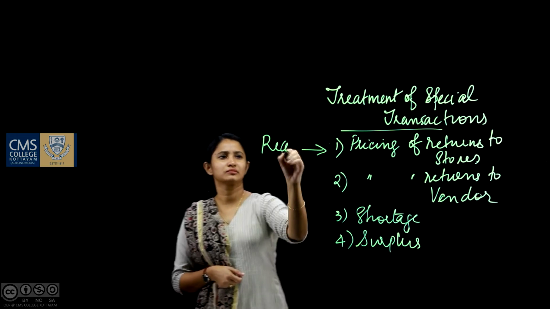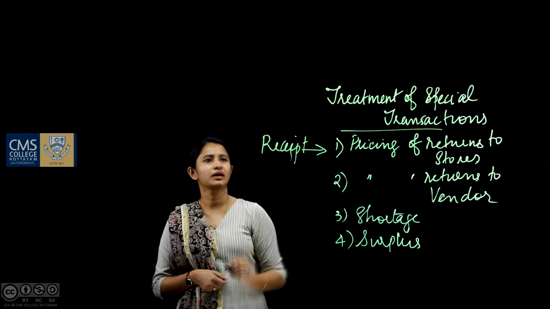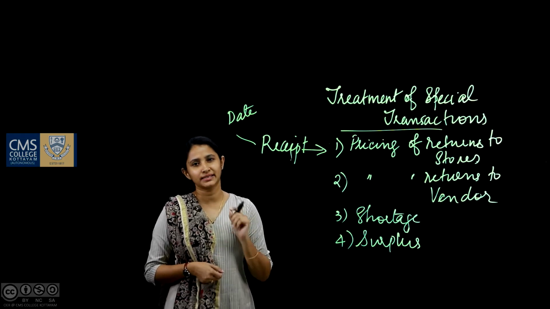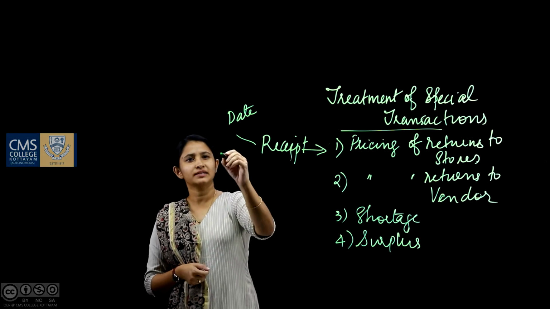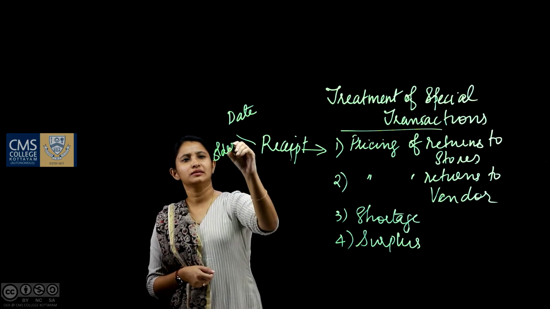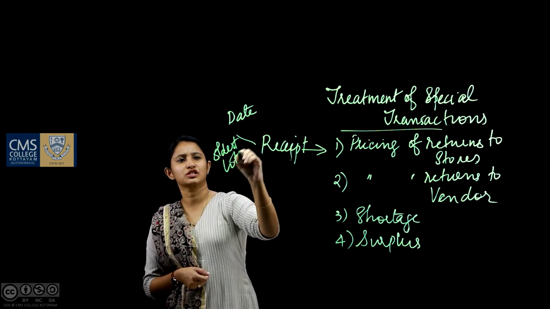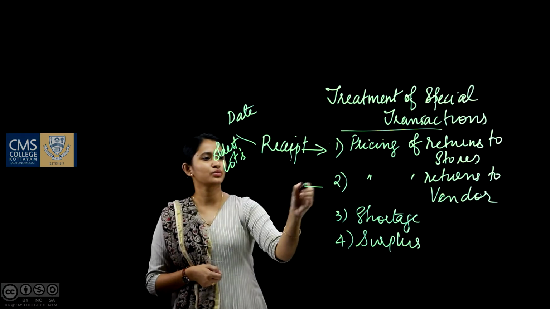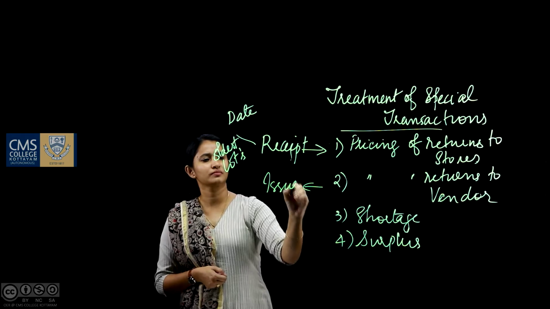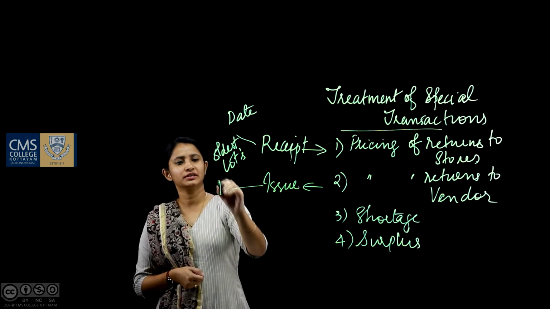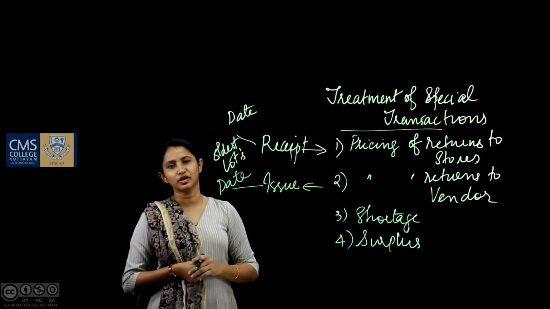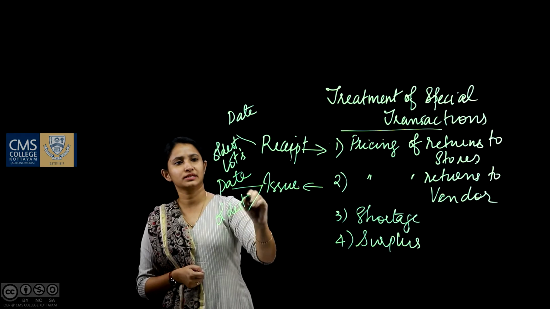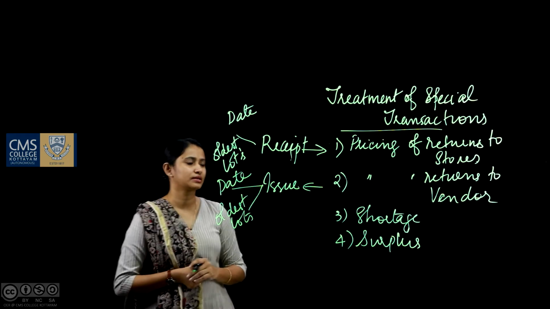And we said that pricing of returns to store is shown in the receipt column, and if the date is mentioned, we have to take that date's unit price, otherwise it is priced at the oldest lot's price on that particular date when the receipt is made. Returns to vendor is shown in the issue column. Again, if the date is mentioned, we have to take the unit price of that particular date. If not, we have to take the oldest lot's price.